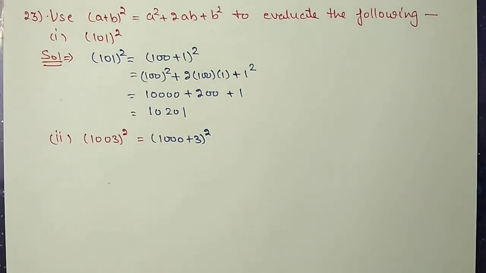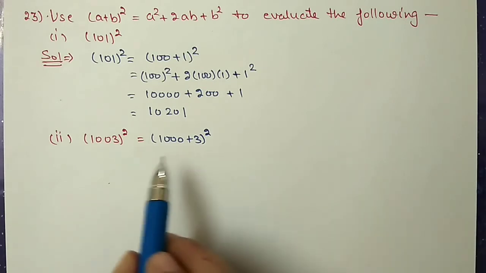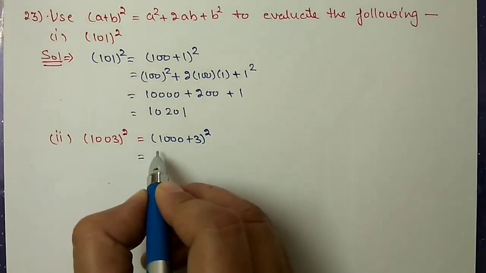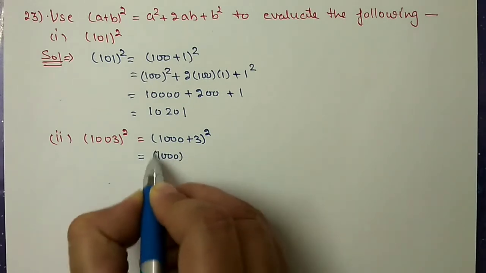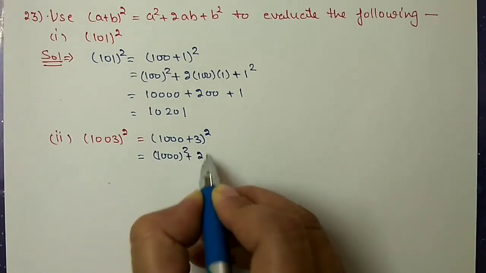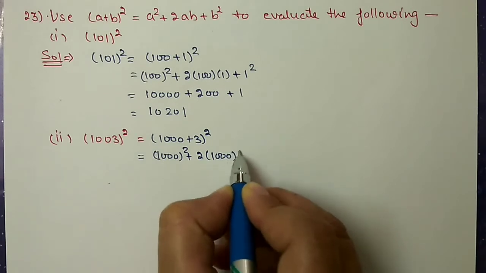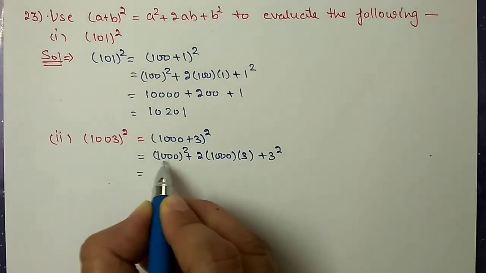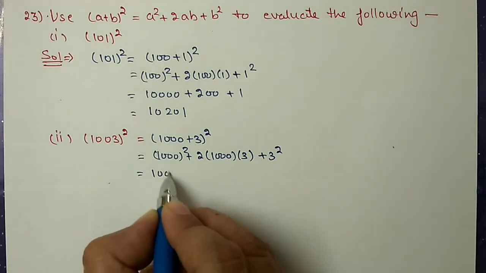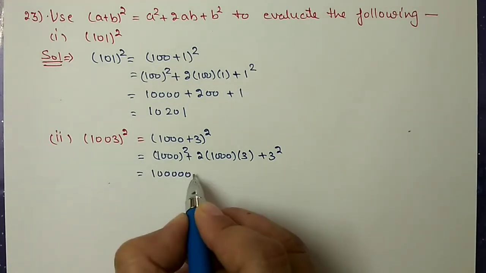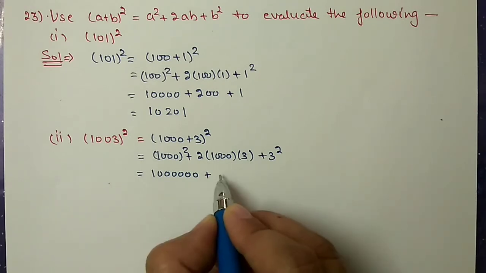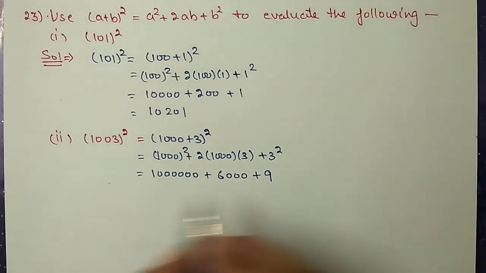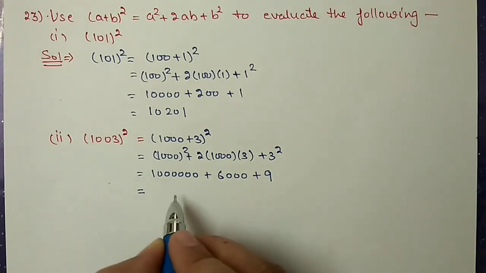Second part, 1003 whole square. So which we can write as (1000 plus 3) whole square. Apply the same formula. A square means 1000 square plus 2ab, 2 into 1000 into 3 plus b square means 3 square. So 1000 square will be, after 1 we will get 6 zeros, plus 2 into 3 is 6 and into 1000 is 6000, 3 square is 9. Now we have to add all these numbers.